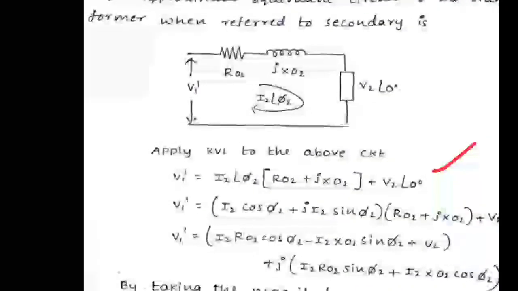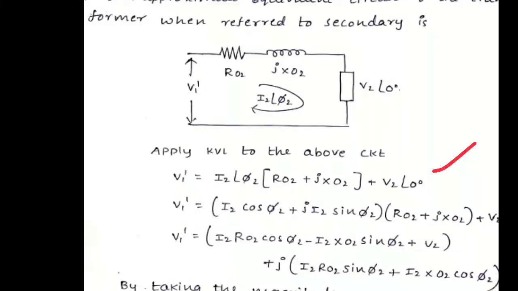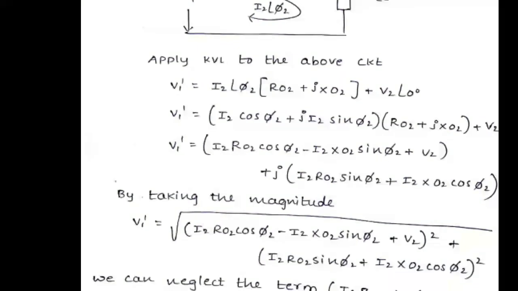This is the loop equation, that is V1 dash is equal to I2 at an angle phi 2 into this Z02, that is R02 plus jX02, plus V2. So we know that I2 at an angle phi 2 can be written, like the previous case, as I2 cos phi 2 plus jI2 sin phi 2, into R02 plus jX02, plus V2.